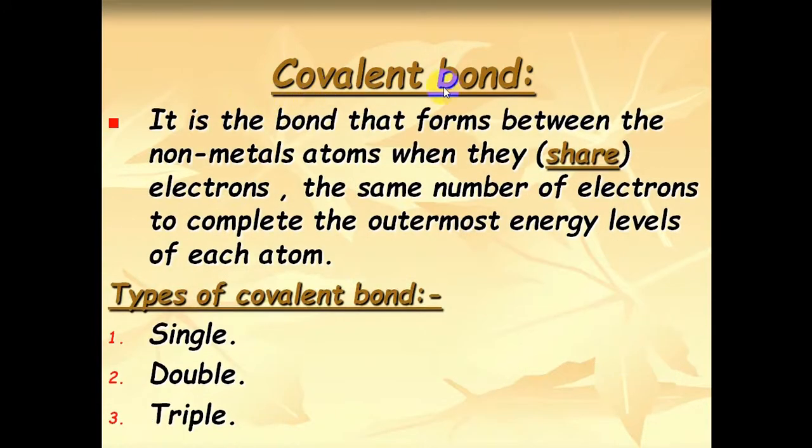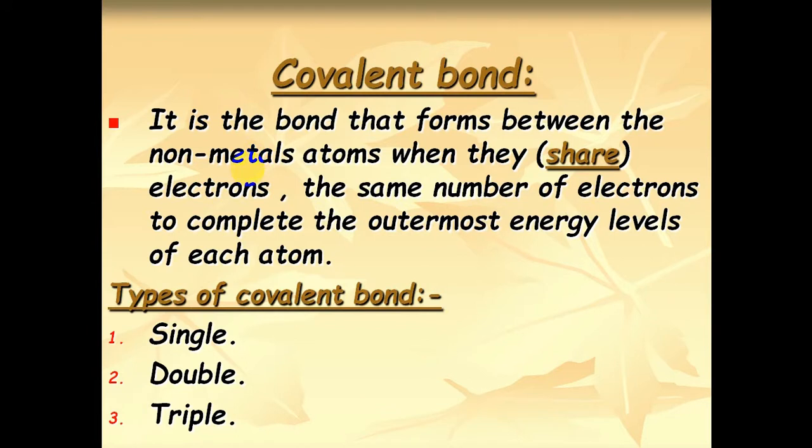So what happens in a covalent bond? It is a bond that forms between the non-metals only. Atoms share the same number of electrons to complete the outermost energy level of each atom. From the previous videos we also spoke about valence electrons, or the electrons in the outer shell, and we said that atoms tend to have 8 electrons in their outermost energy level, because in this case the atom is stable, but they share the electrons in between.